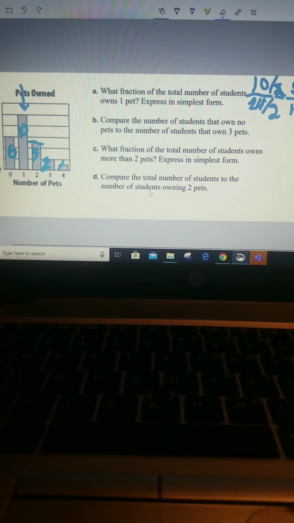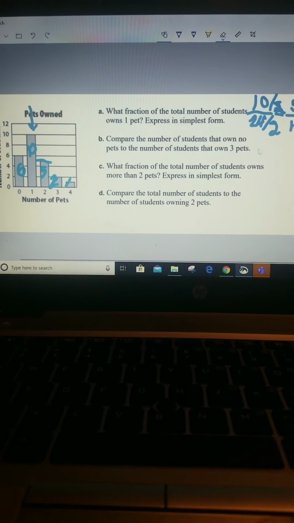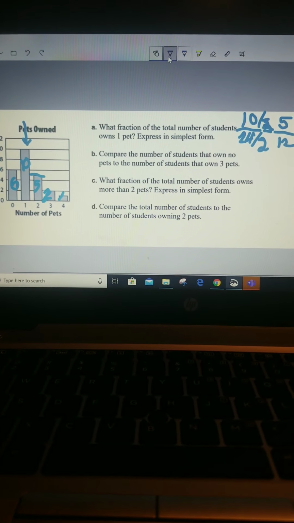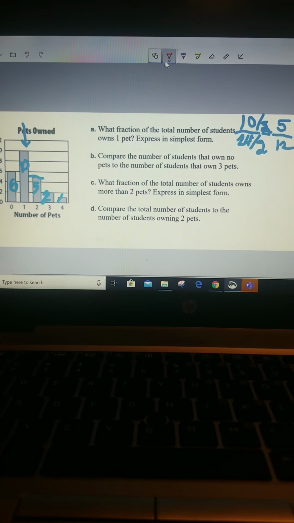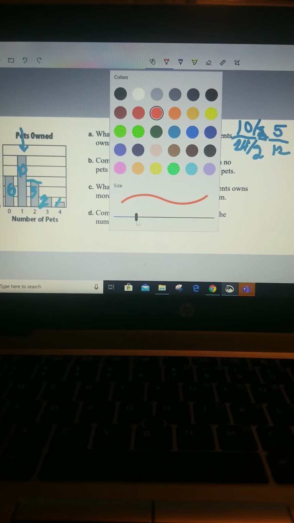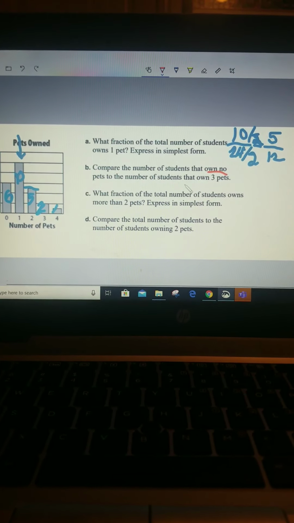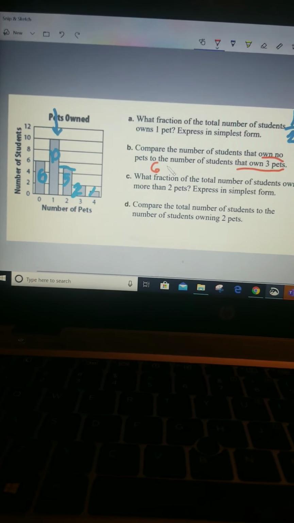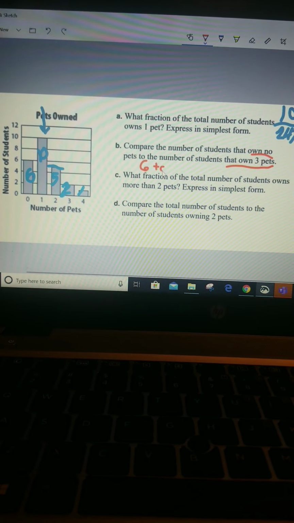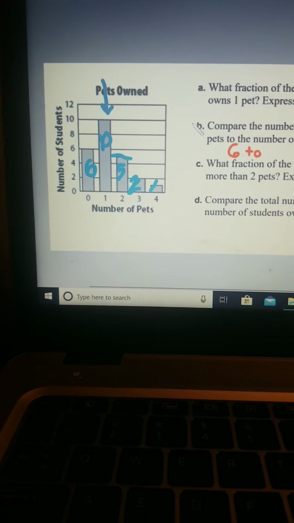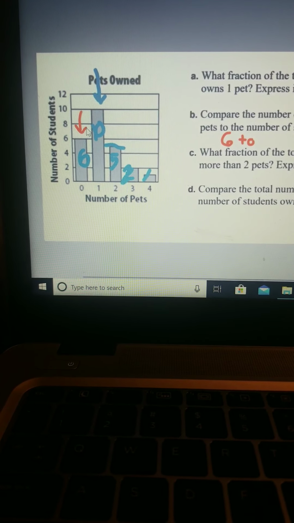Okay, the next one says to compare the number of students that own no pets to the number of students who own 3 pets. Change the color because we're changing the question. So we want no pets to 3 pets. The students who own no pets is 6 to the students who own 3 pets, which is just 2.